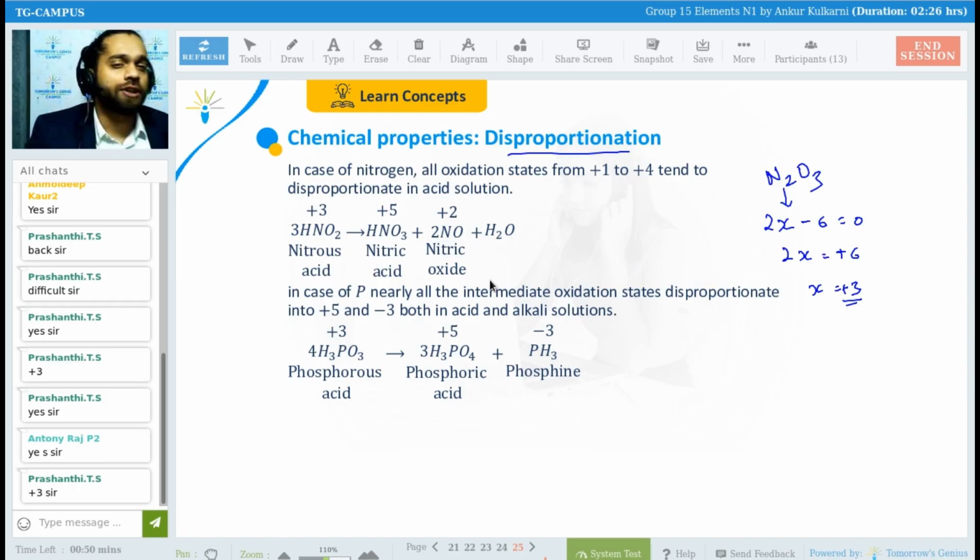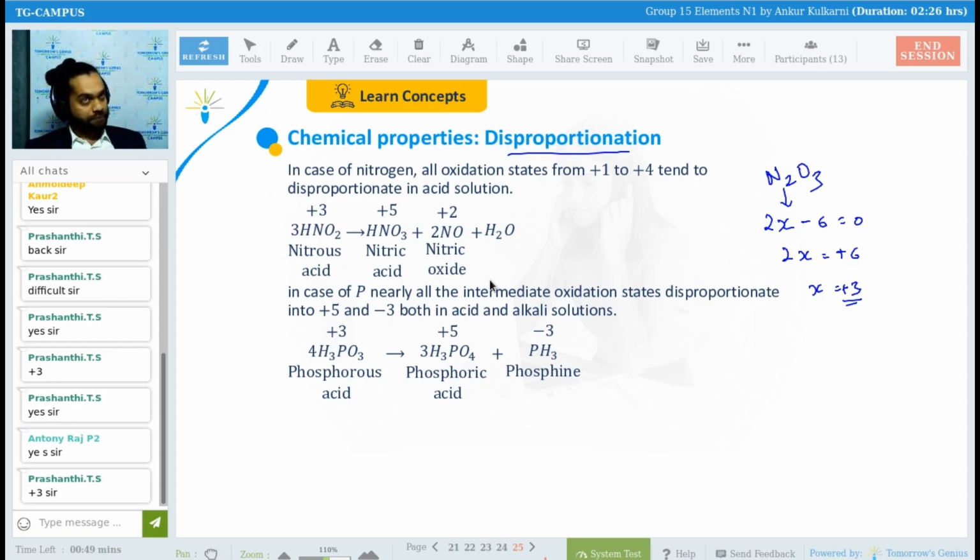Now, disproportionation. Let us move to the chemical properties. What do we mean by disproportionation?